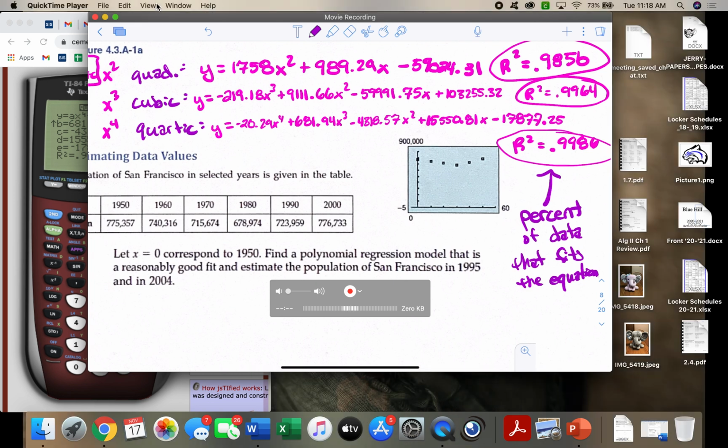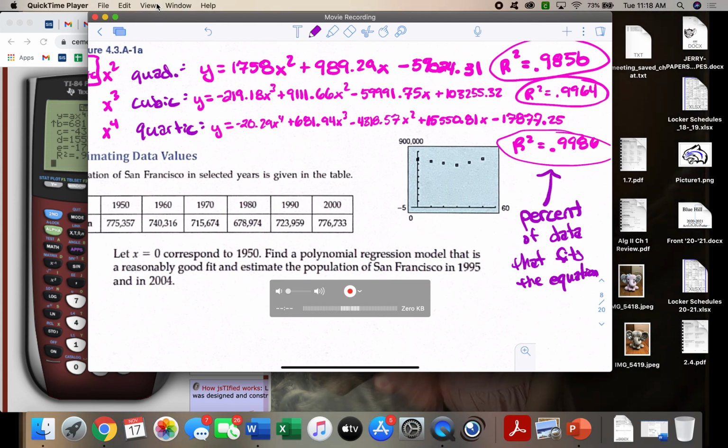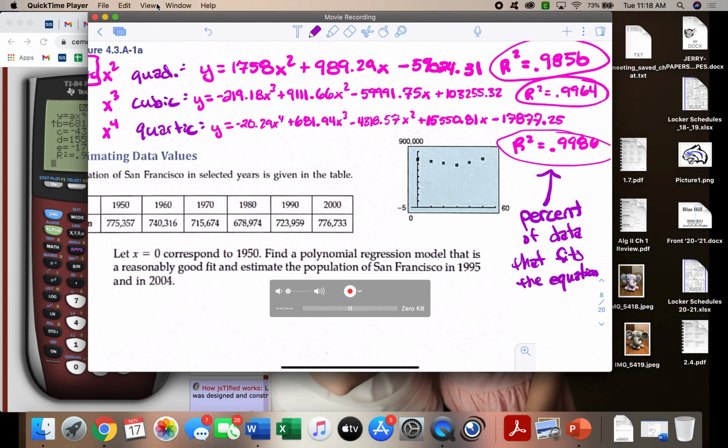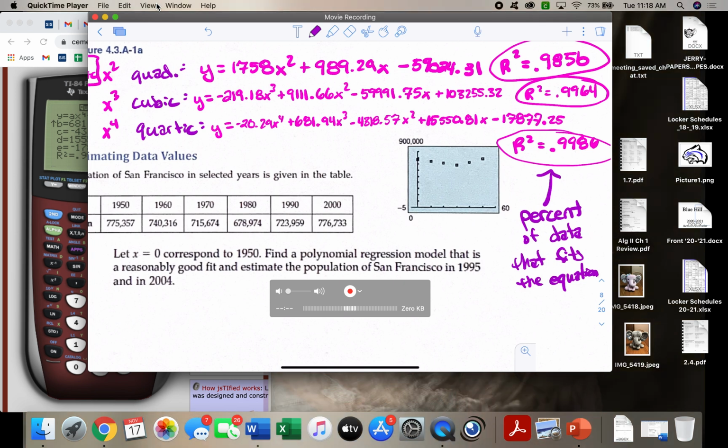All right, we have our 3 functions. The r squared, you guys know how to get it now? It should be on all of your calculators, but your r squared value tells you what % of your data fits that equation. So which one is the best? Quartic. Quartic has the highest percentage. It's 99.8% of your data fitting that equation, yeah? So we want to use the quartic function.